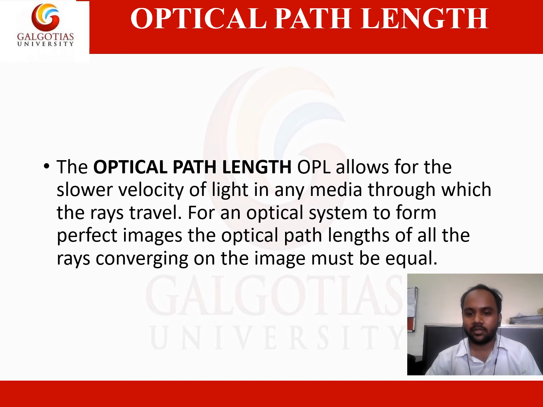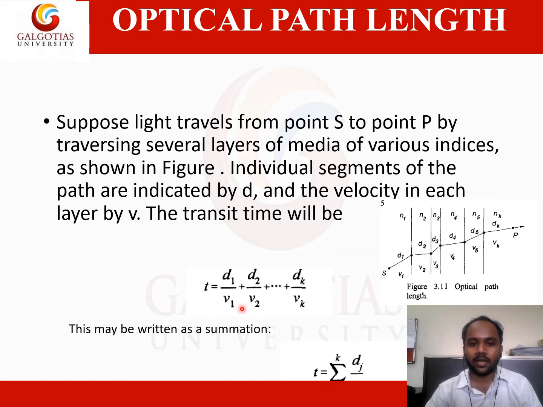Moving further, suppose light travels from point S to point P by traversing several layers of media of different refractive indices. As we have a picture here, you can see the light is traveling from point S to point P, but you have approximately 5 to 6 different refractive indices here: medium 1, medium 2, medium 3, medium 4, medium 5, medium 6.